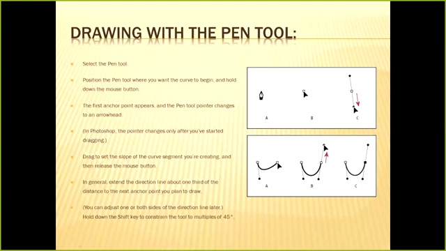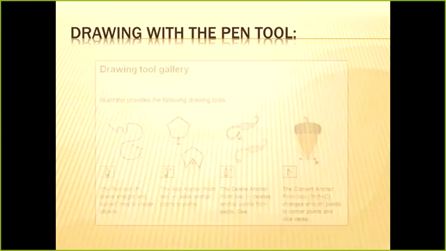There are different selection tools. We'll talk about that in a little bit. You'll use the direct selection tool to access one of the anchor points, and then your control handles will come out, and you'll be able to change the direction.